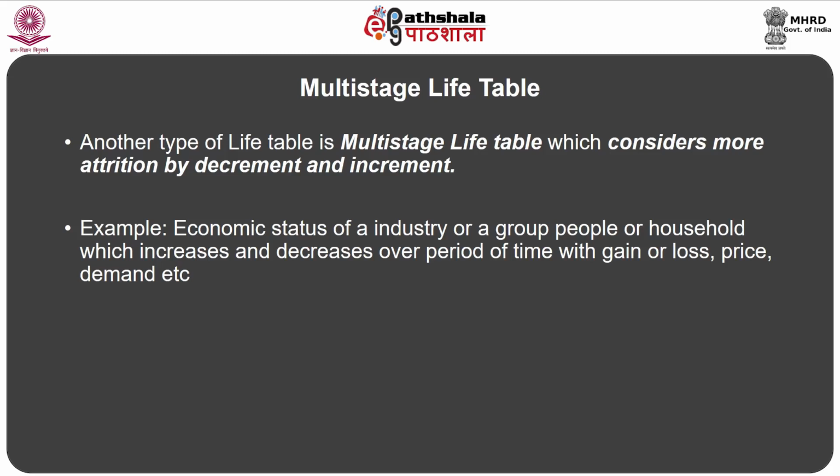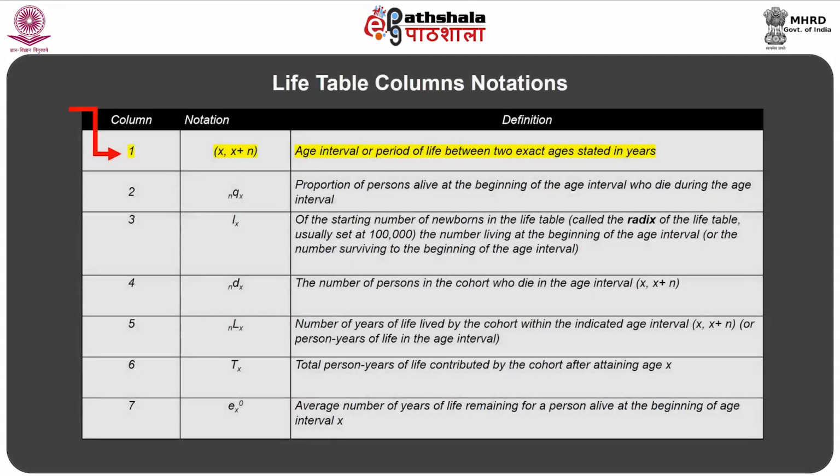Now I will be describing the functions of the life table that are given in terms of the notations. Column number 1, notation x to x plus n. This defines age interval or period of life between two exact ages stated in years.